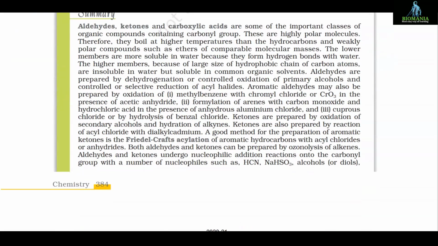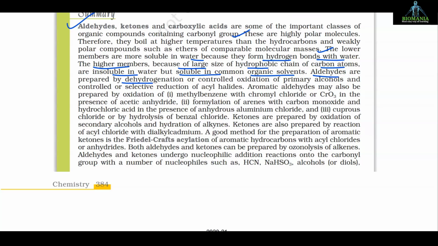Summary. Aldehydes, ketones and carboxylic acids are some of the important classes of organic compounds containing carbonyl group. These are highly polar molecules, therefore they boil at higher temperature than the hydrocarbons and weakly polar compounds such as ethers of comparable molecular masses. The lower members are more soluble in water because they form hydrogen bonds with water. The higher members, because of the large size of the hydrophobic chain of carbon atoms, are insoluble in water but soluble in common organic solvents.